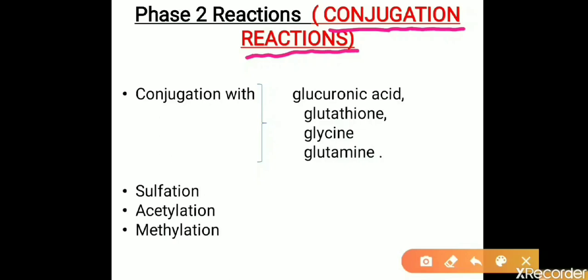So it can be conjugation with glucuronic acid, conjugation with glutathione, conjugation with glycine or glutamine, or it can be sulfation reaction, acetylation reaction, or methylation reaction. So phase 2 reaction is also another important short answer question. Phase 2 reaction or conjugation reaction. So if the question is conjugation reaction, you have to mention conjugation with glucuronic acid, glutathione, glycine, glutamine, sulfation, acetylation, methylation with examples.